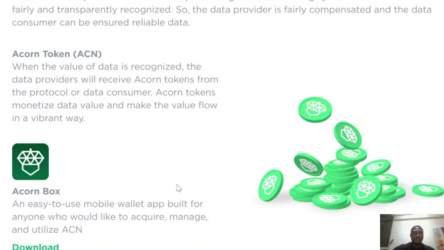And you can see the token now. When the value of data is recognized, the data provider will receive tokens from the protocol or the data customer. The token monetizes data value and makes the value flow in a vibrant way when looking at the market.